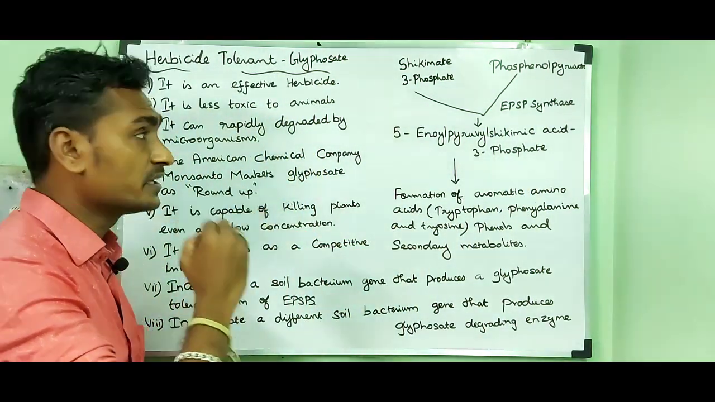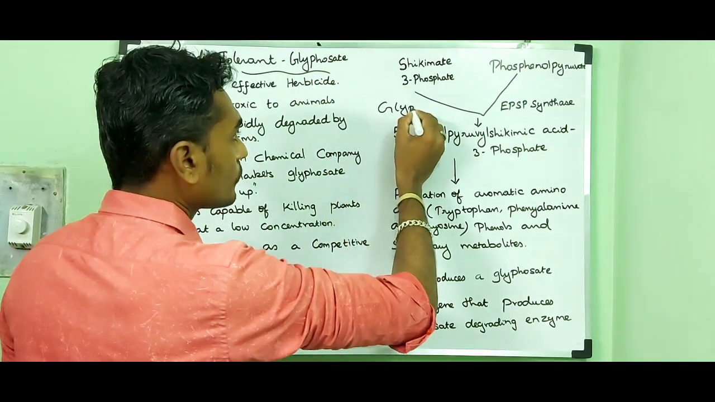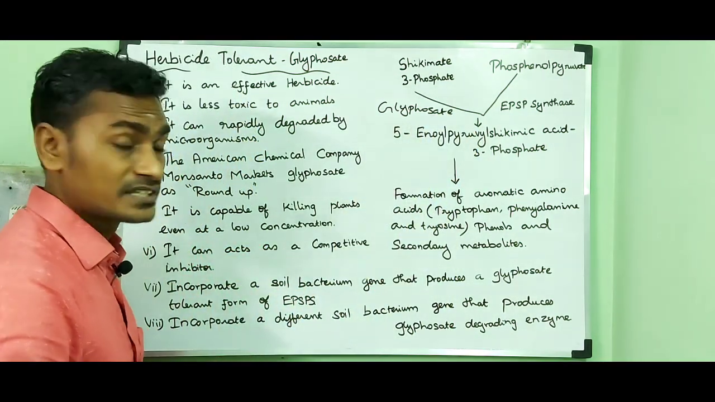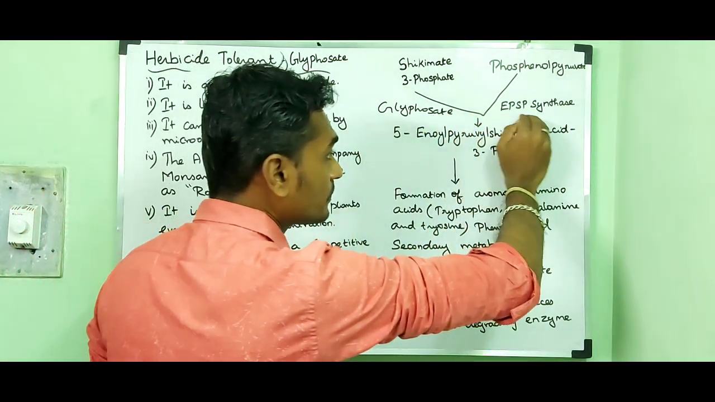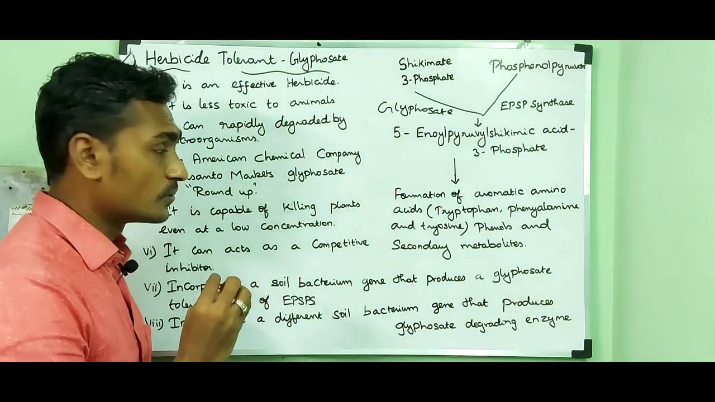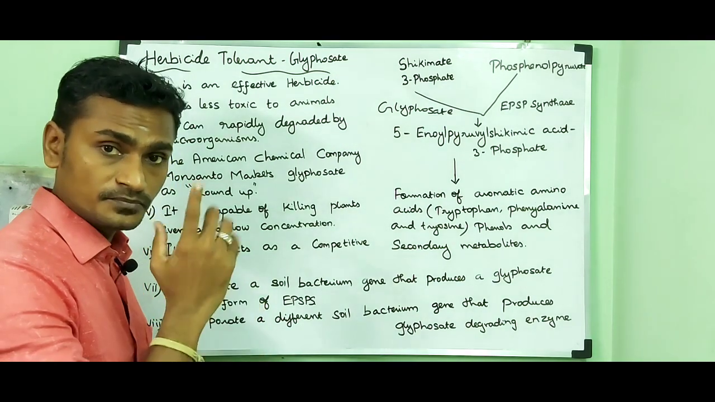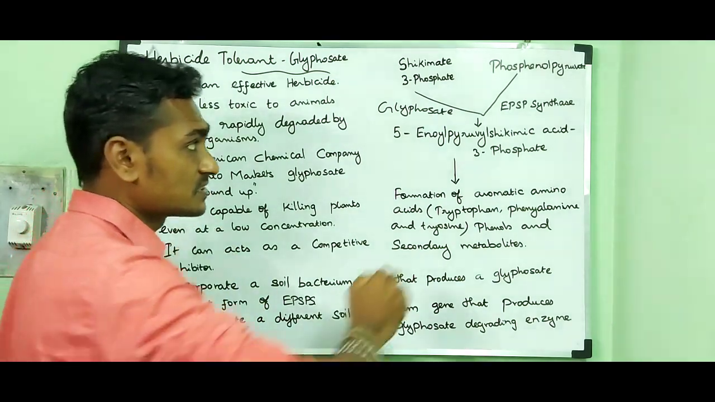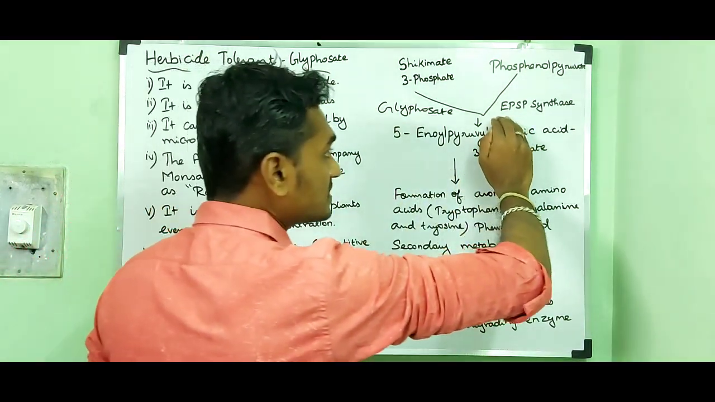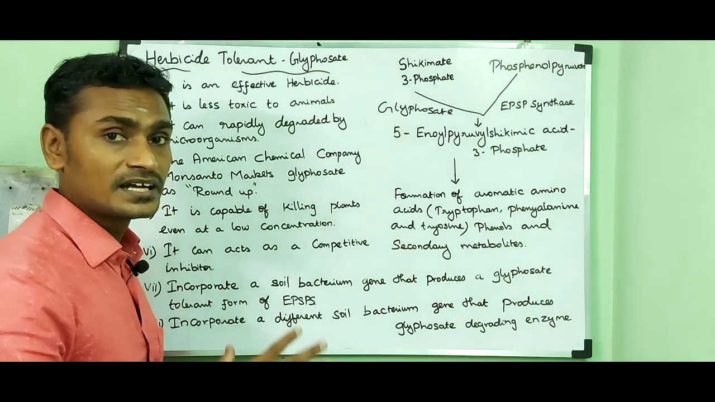Suppose we are applying the herbicide glyphosate. This herbicide can bind with the enzyme EPSP synthase, because I already told you glyphosate can act as a competitive inhibitor. It resembles the shape of phosphoenol pyruvate. So it can bind with the enzyme EPSP synthase and block the shikimic acid pathway.